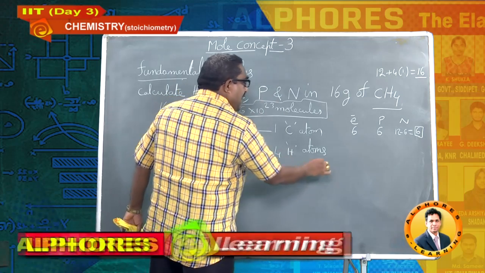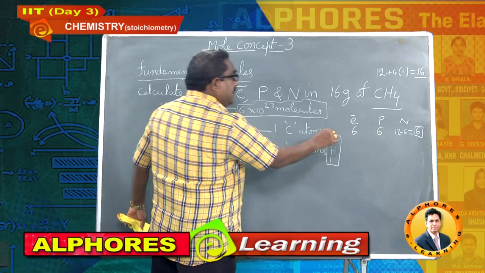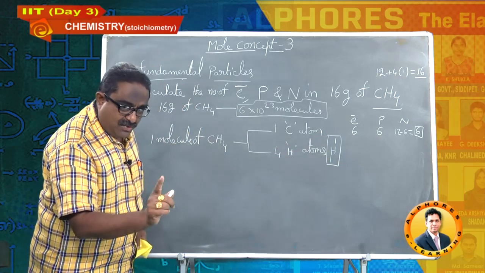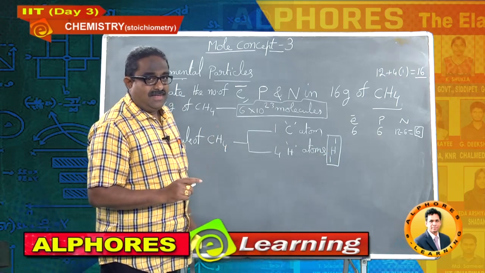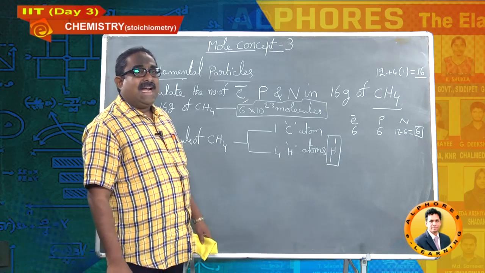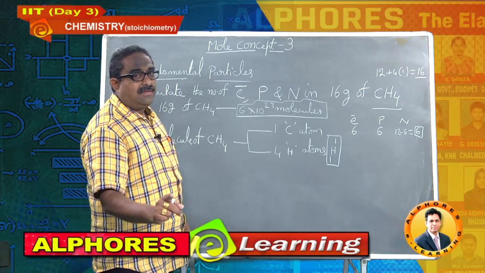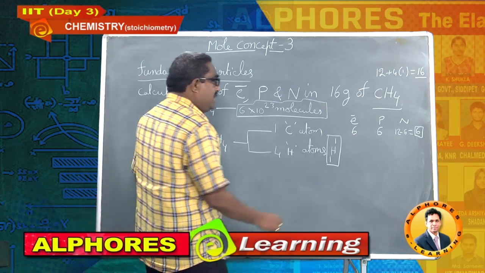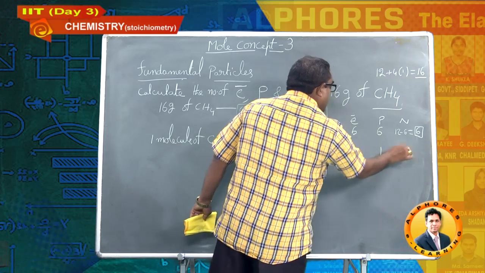We know the symbol is H, with mass number 1 and atomic number also 1. This is the only atom which does not contain any neutrons. It contains only 1 proton and 1 electron, that is it. 1 electron, 1 proton, number of neutrons are 0.